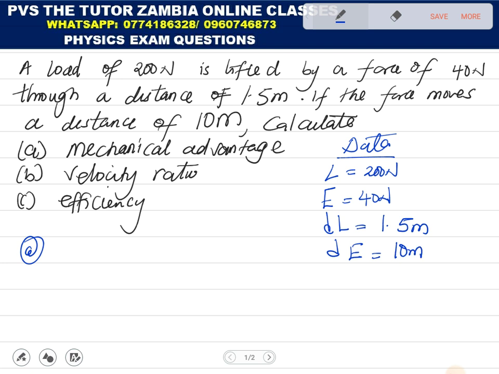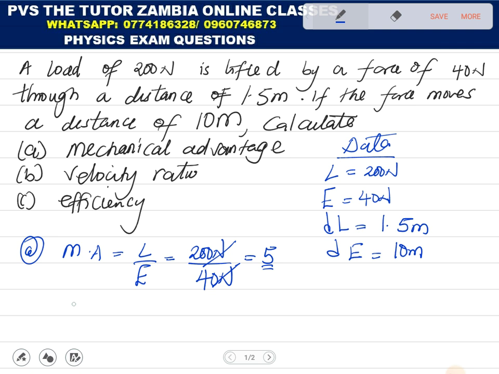Then, what is mechanical advantage? We are saying mechanical advantage is just the load over the effort. The load is 200 newtons over the effort is just 40 newtons. So we end up getting 5. Just 5. Don't put anything there, okay? Because you can clearly see that the N and the N cancel. So we just end up remaining with 5. Are we okay up to there?